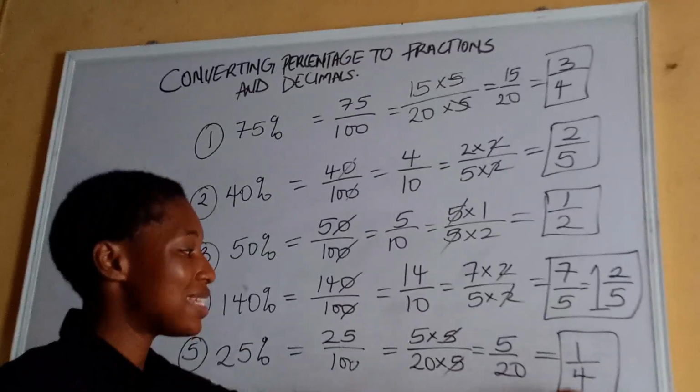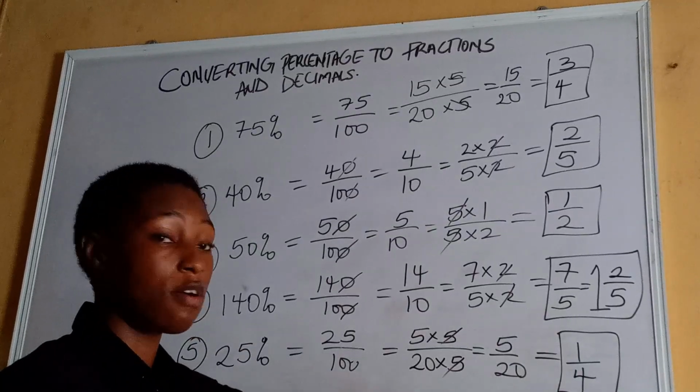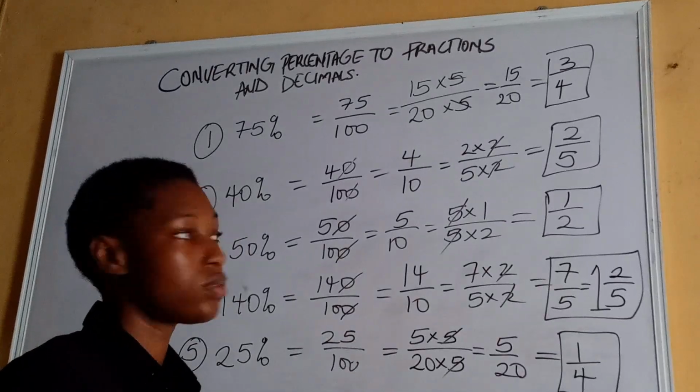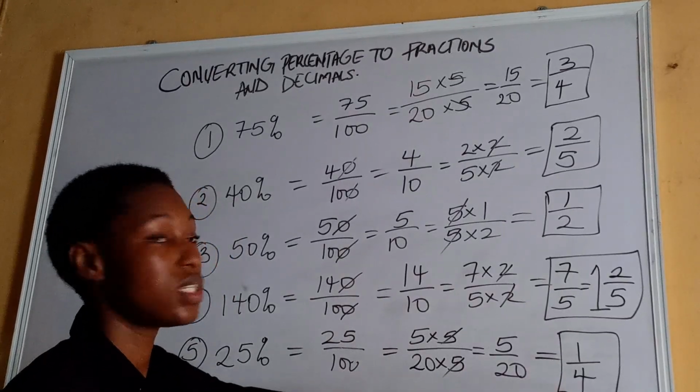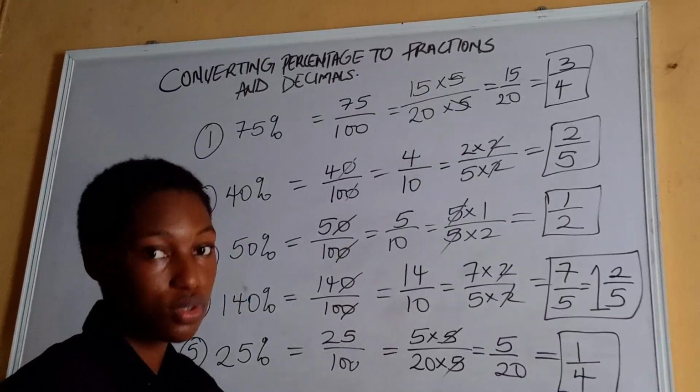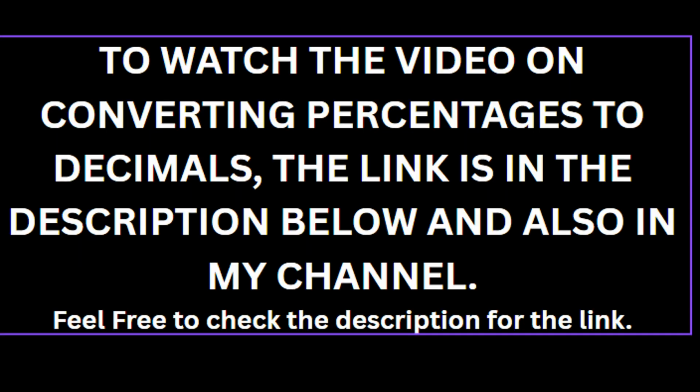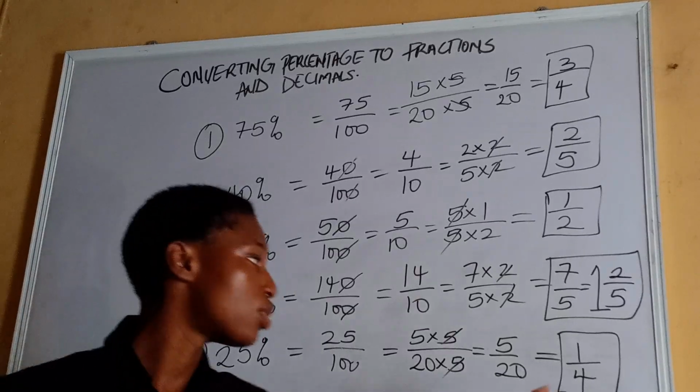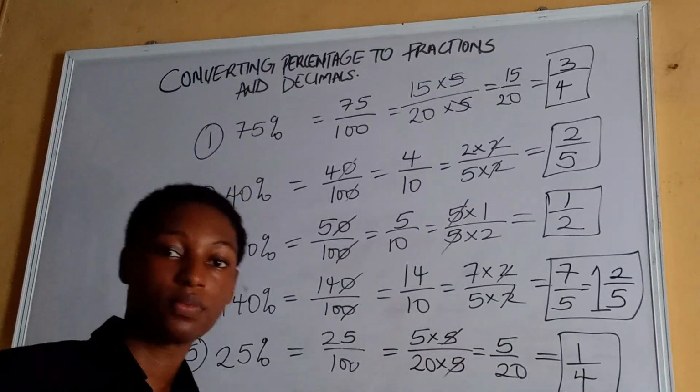Now, to convert this into decimal form, you don't need to do much. If you want to convert your fraction into decimal form, what you need to do is, alright, so your answer will simply be 1 all over 4.